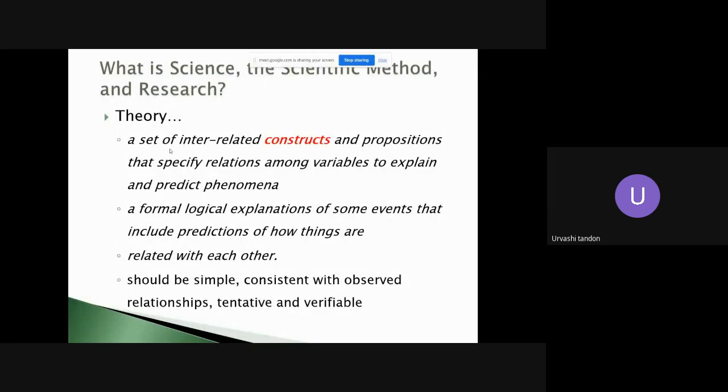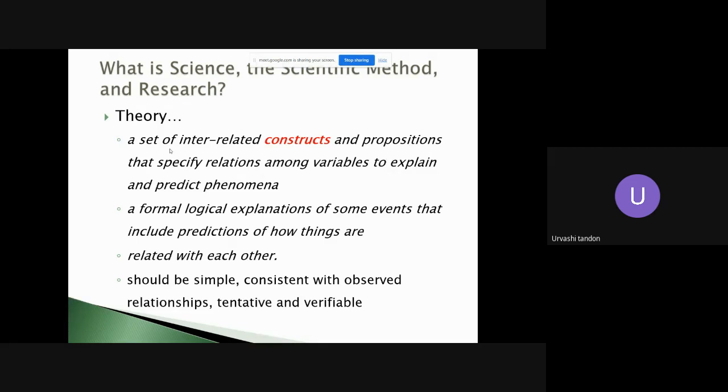So again, theory is a set of interrelated constructs or propositions that specify relations among the variables, and again a formal logical explanation of some events. Where the events include the prediction of how things are related with each other, right? So Newton's third law says what? To every action there's an equal and opposite reaction, right?